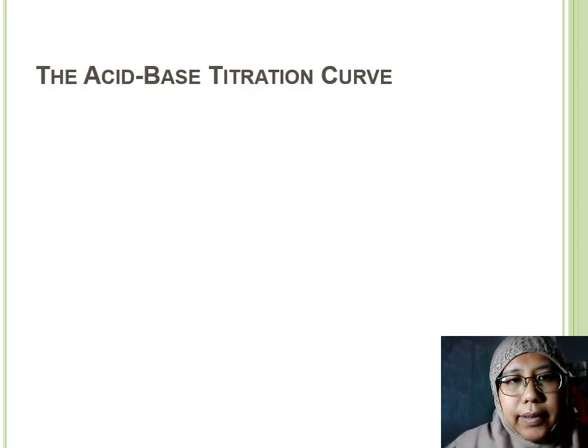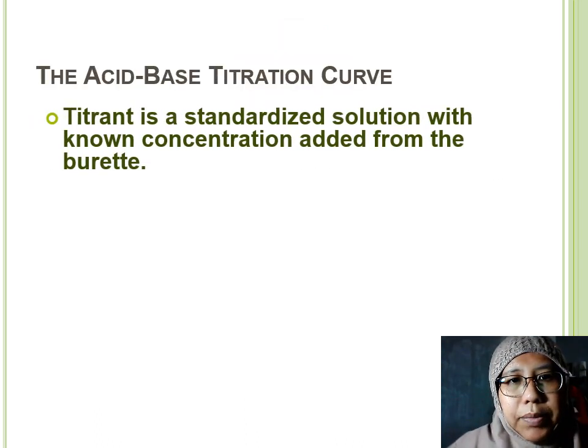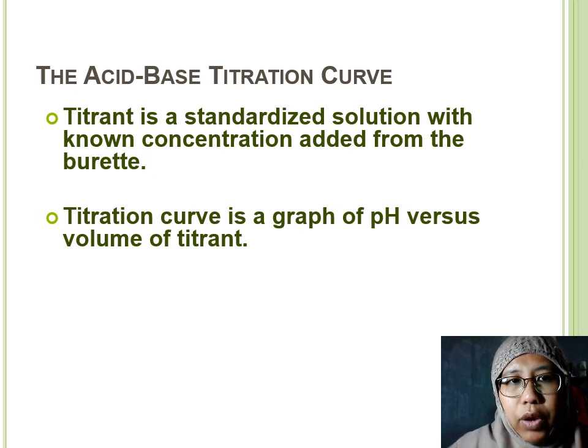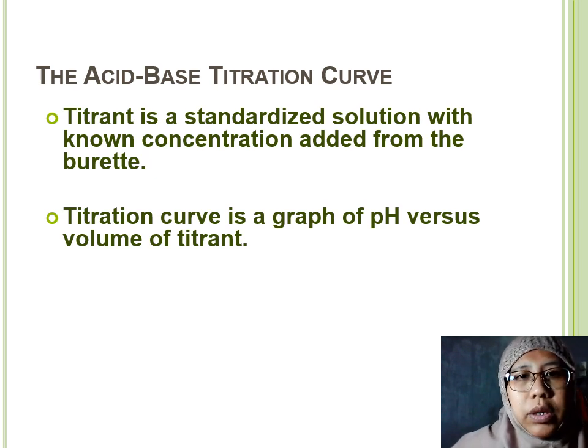Now let's learn about acid-base titration curve. We know that titrant is a standardized solution with known concentration added from the burette. Titration curve is a graph of pH versus volume of titrant. That is what we're going to plot on the curve.